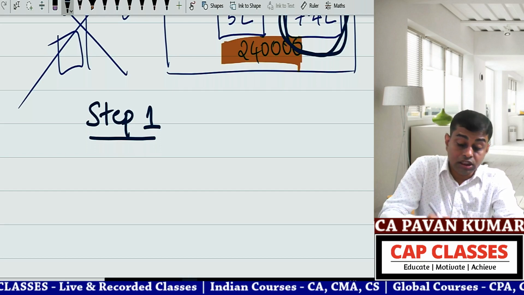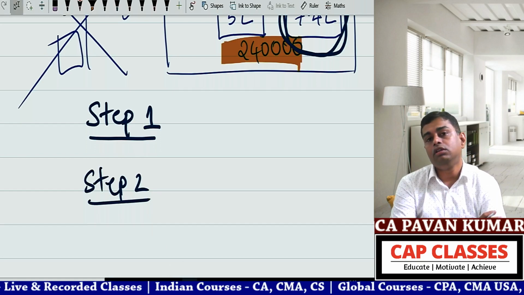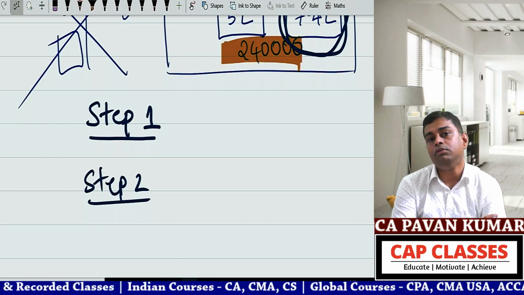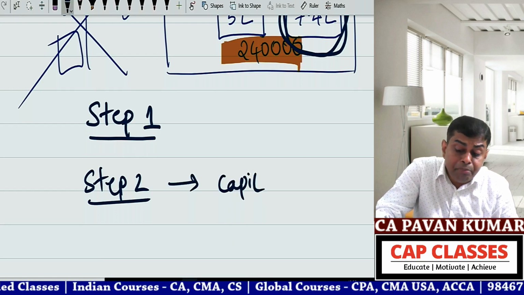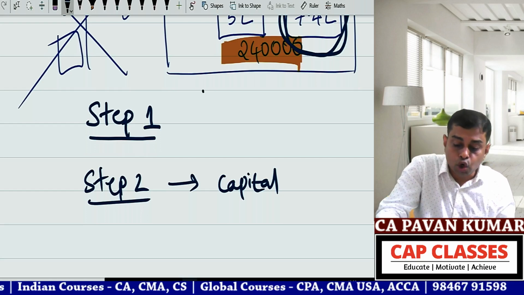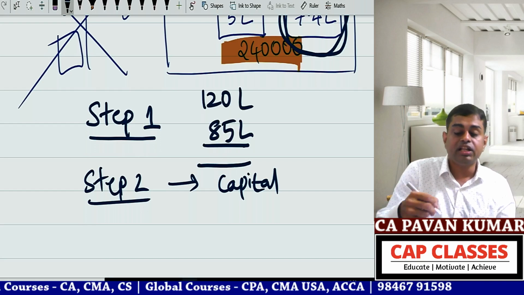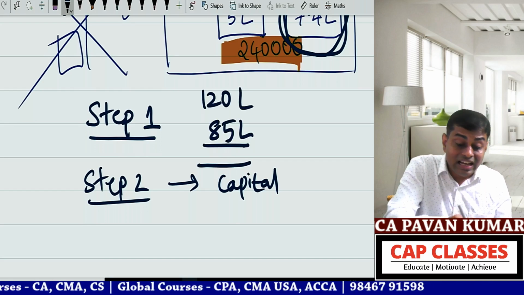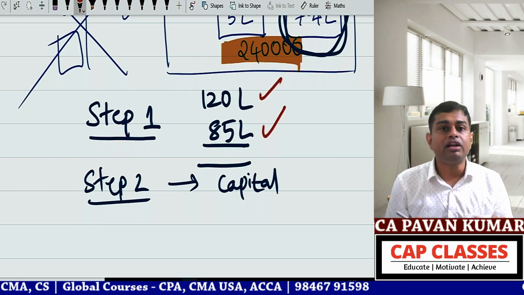This is step 1. Step 2. Now the question is, Pavan sir, when the books of account are not clearly available, how to calculate capital? Capital figure also is not available, Pavan sir. If capital figure is available, closing capital 120 lakhs, opening capital 85 lakhs, profit for the year is this difference, that I can tell if these numbers are available. No. What if those numbers are not available?